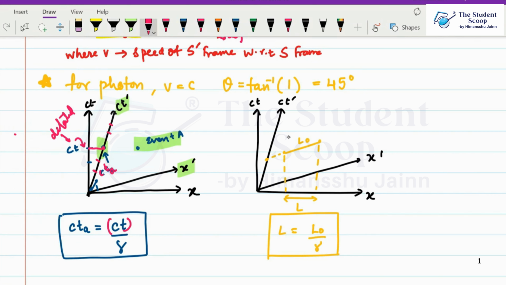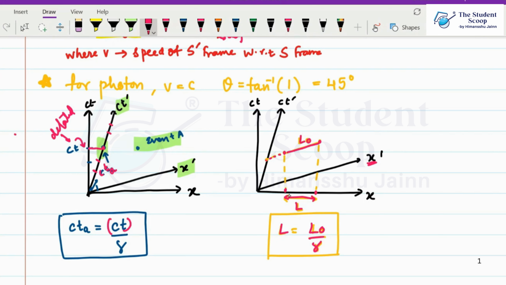Okay, similarly, in a frame of S dash, that is in this moving spaceship, if the object is stationary, and if I measure some length L0 in this frame, then L0 is the proper length, because it corresponds to the same time. So we can get a contracted length, that is L, by taking L naught over gamma factor.